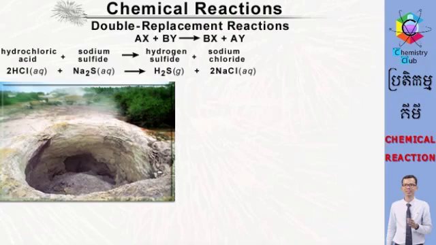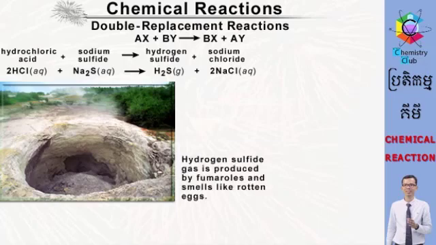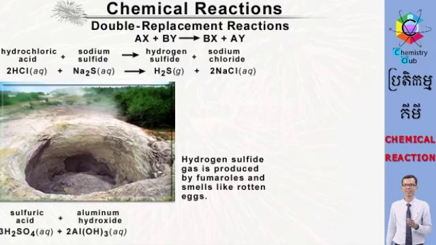In some cases, the product of a double replacement reaction is a gas, as when hydrochloric acid reacts with sodium sulfide. In this case, hydrogen sulfide gas is produced and bubbles out of a solution while sodium chloride remains in solution. Hydrogen sulfide gas has a characteristic rotten egg smell and is emitted by fumaroles, which are openings in volcanic areas. Sometimes the two solutions form a liquid, often water. This is the case in the reaction of sulfuric acid with aluminum hydroxide, which produces aluminum sulfate and water.